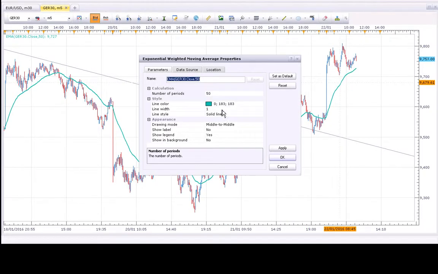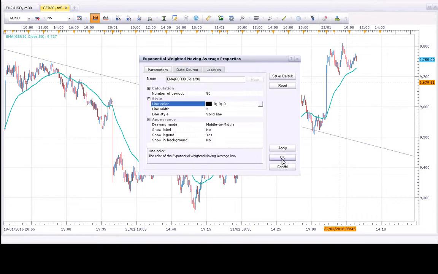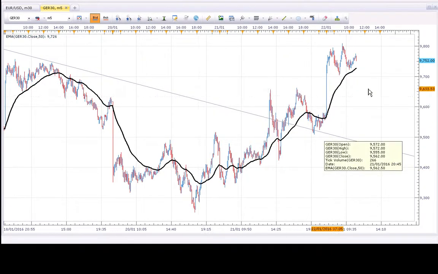And for the sake of this video, I'm just going to make that line a bit bigger and make it, I don't know, black. Okay, quite contrasty, but at least you can see it.